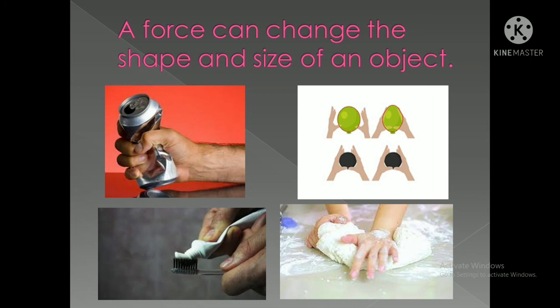Next is toothpaste. When you press the toothpaste to take the paste out, which you use in the morning to brush your teeth, you have to press the tube to bring the toothpaste out. Next is the kneading of the dough. Have you seen your mother do it? It is a very common thing in your home. Kneading of the dough is done by a mother. Have you seen how, when she presses, the shape of the dough changes, isn't it? So these are examples of how force can change the shape and size of an object.